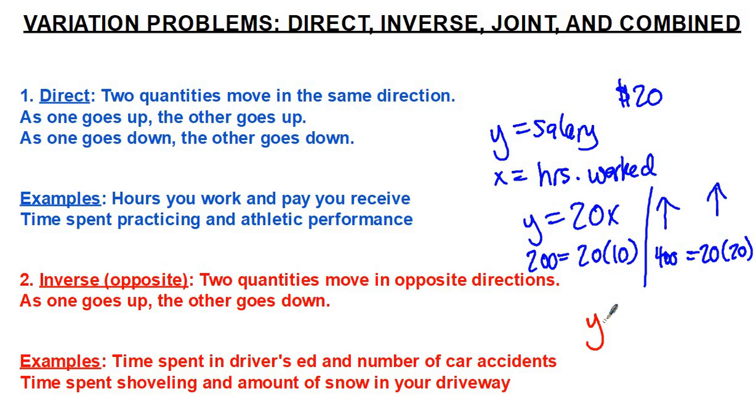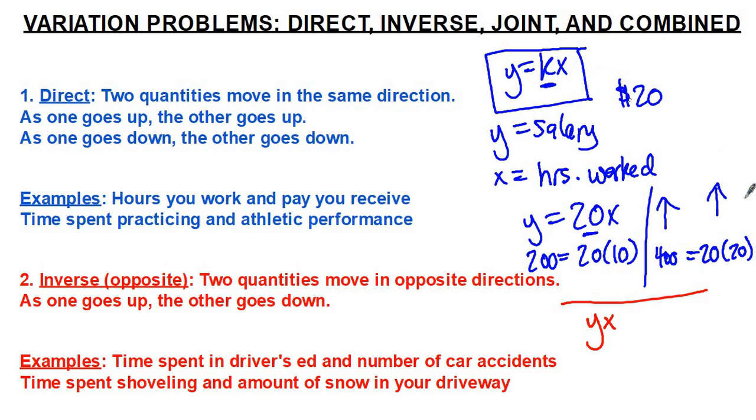By the way, the basic equation for this top one is y equals k times x, where k stands for any number. In this case, k was 20 because we were making $20 an hour. And that's the setup for direct variation. For inverse variation, y is getting multiplied by x this time, unlike up here where k was getting multiplied by x. So when they're inversely related, they're on the same side of the equation. When they're directly related, like up here, they're on opposite sides.